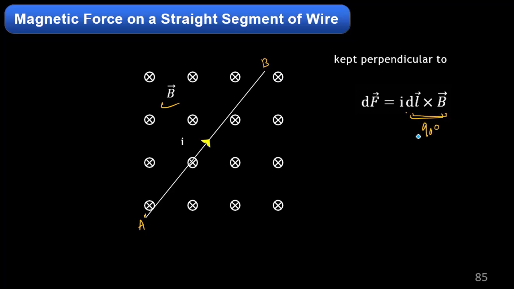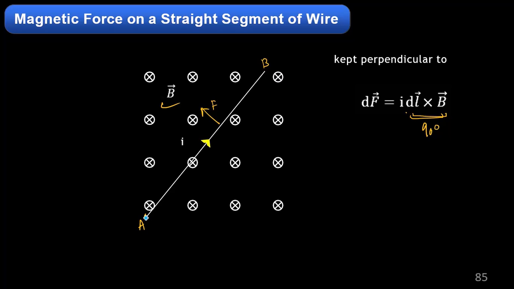The angle between the dl vector and the B vector is 90 degrees. So these two are perpendicular to each other, and the force on this current carrying element or current carrying wire will be in this direction. This is the force vector.